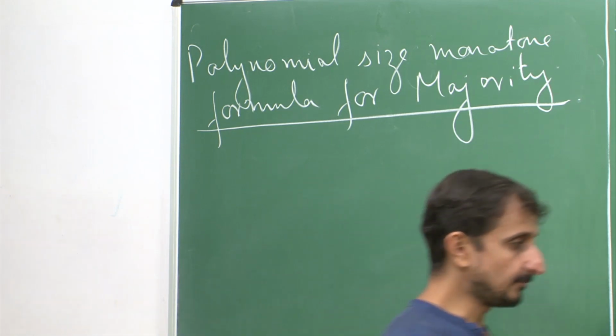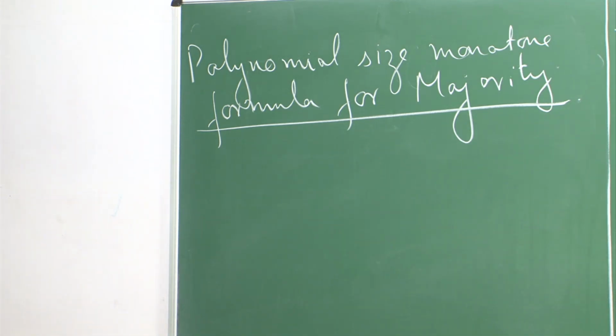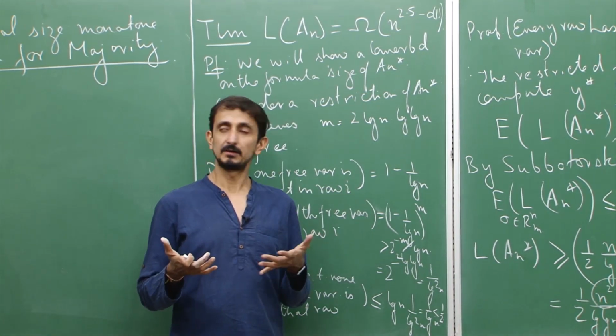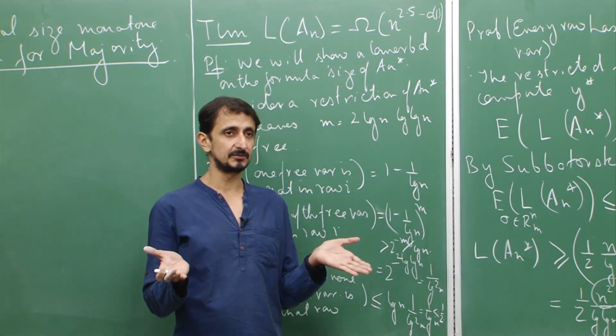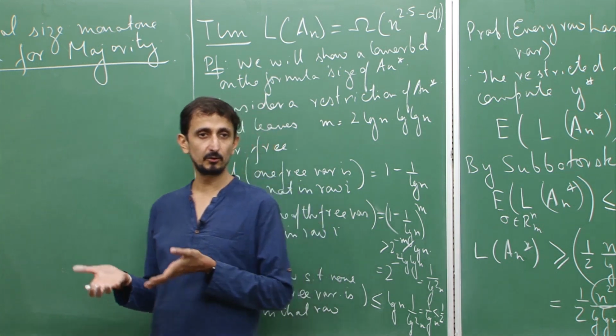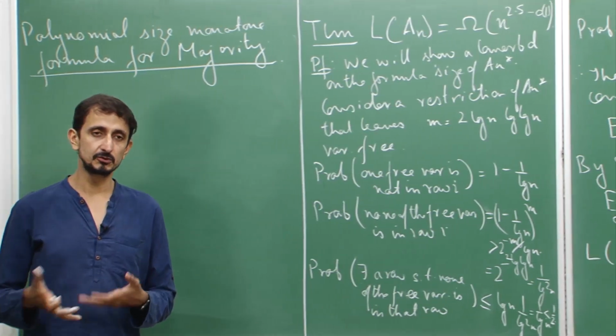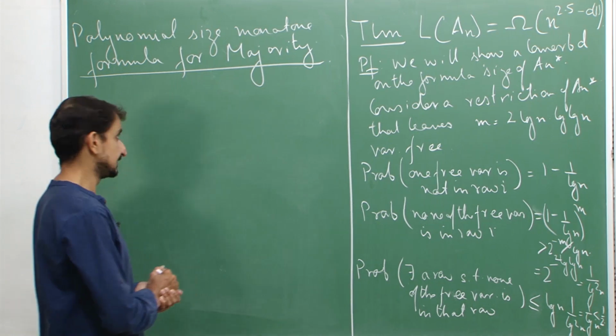So, let us try to understand what this is. We know what the majority function is, right. It is a threshold function where if the number of ones in an n bit string is greater than or equal to n by 2, then the function outputs 1, otherwise it outputs 0.